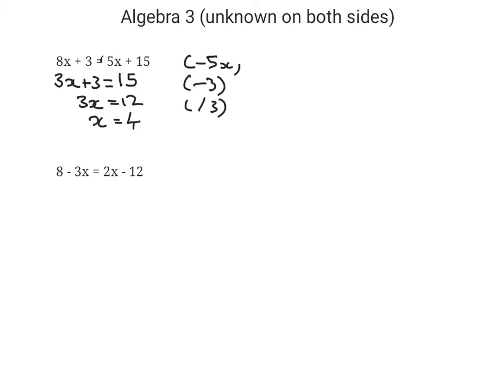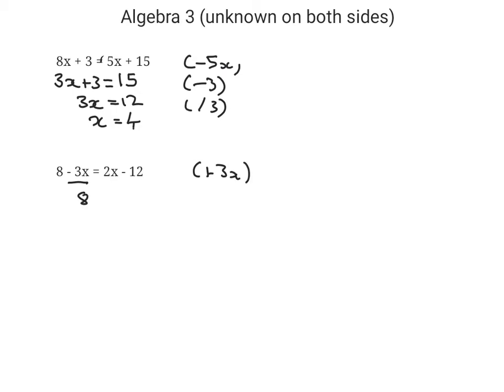So now let's look at the next example. The first thing we've got to do is move the smallest number of x's. And I've given you this example to show where we've got to be careful, because here the smallest number of x's is minus 3x, because minus 3 is smaller than positive 2. So we're going to start off by cancelling minus 3x by adding 3x to both sides.